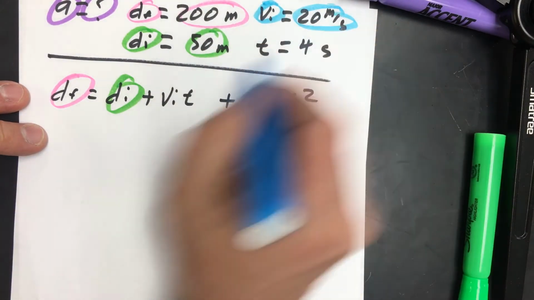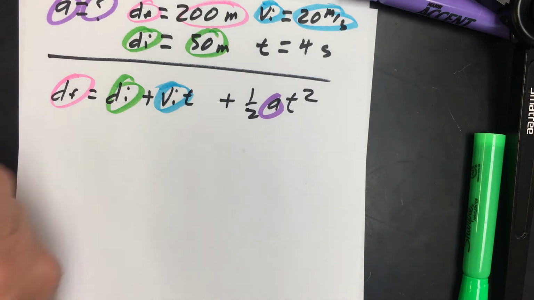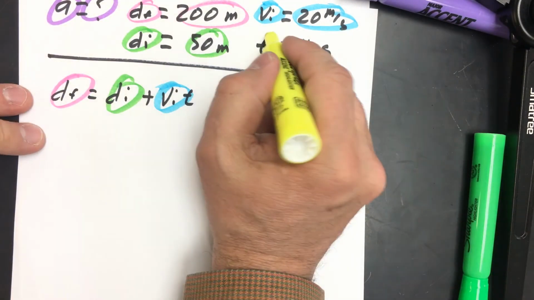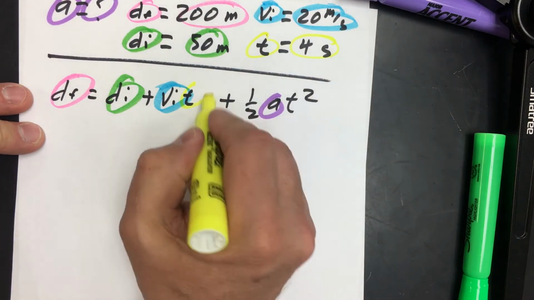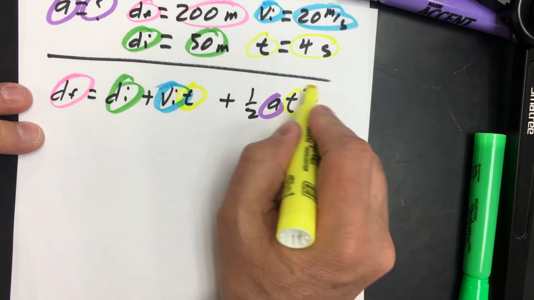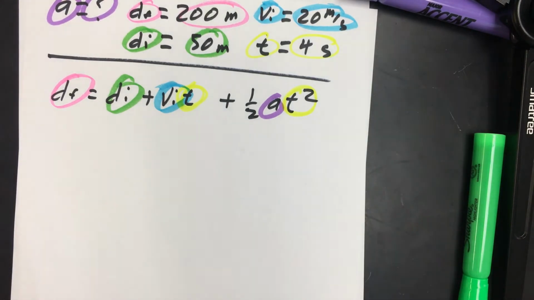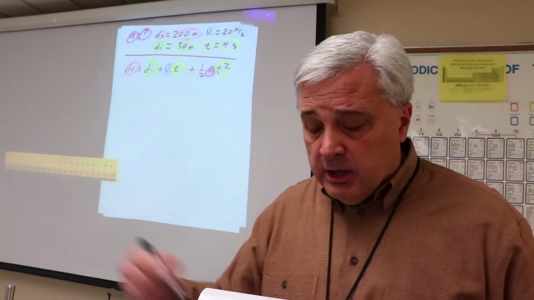Vi is 20. Vi is going to go there, and I made my circle too big. T is 4. T goes here and here. It's going to be t squared. So now we're ready to plug our numbers in.